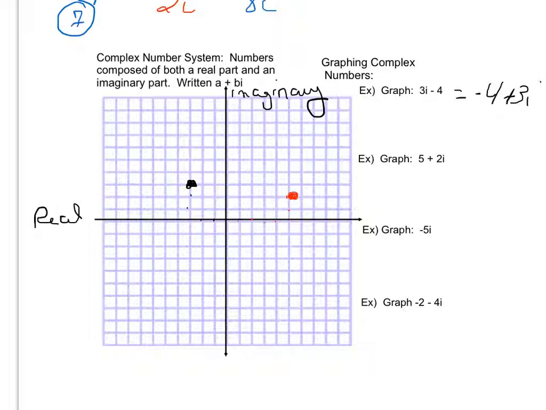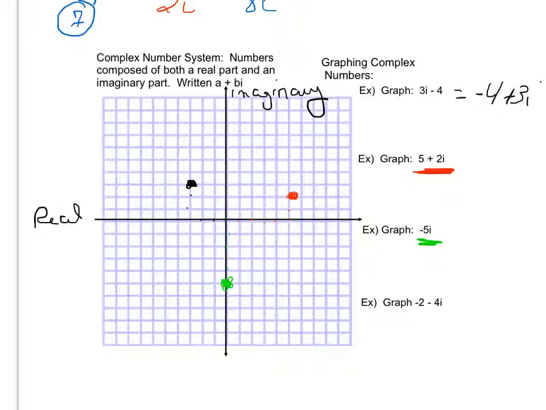Looking at the third example, negative 5i. Well, if I want to graph it, I'll do that one in green. If I want to graph negative 5i, first let me underline this in red so we know that's the red one. Okay, so if I'm going to graph this one in green, this tells me to go left or right 0. I have no real part, but the imaginary part tells me to go down 5. 1, 2, 3, 4, 5.